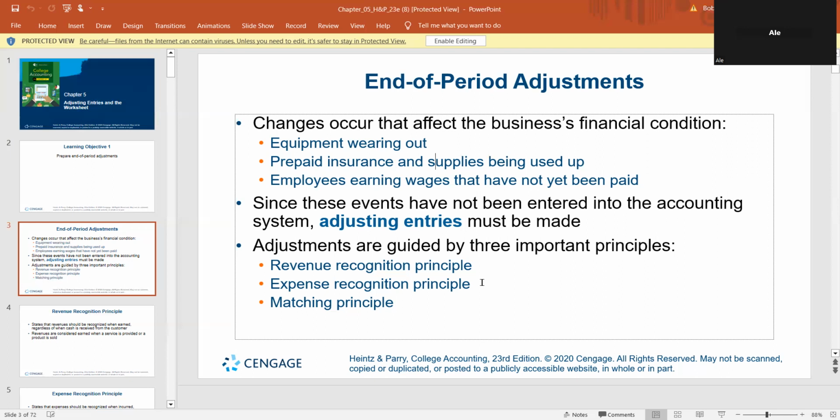And the whole purpose of the adjusting journal entries is to comply with the matching principle. And that tells us that revenues must match expenses. Revenues match expenses.